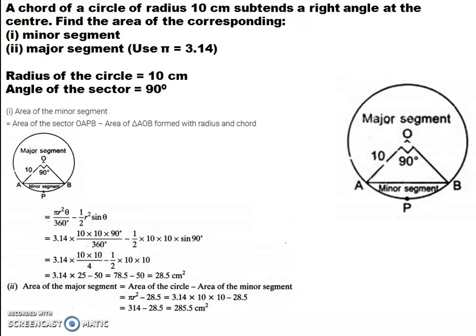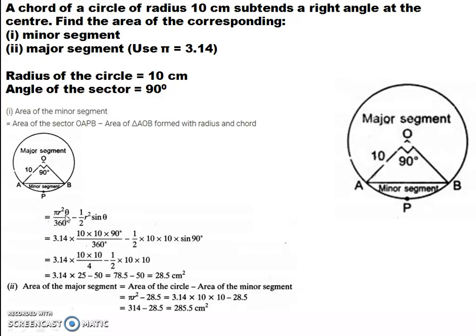Okay, now how will you calculate the area of minor segment? You will calculate the area of minor segment by subtracting the area of this triangle AOB from this. Students, you have a formula for finding the area of the triangle. Area of triangle AOB formed with radius and chord. What is the formula? 1 by 2 r square sin theta. That you have to learn.